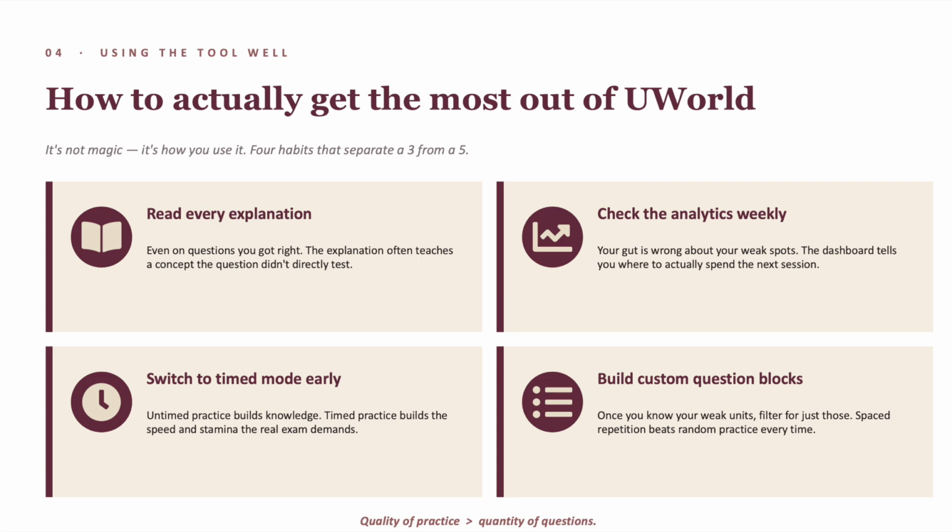To summarize, how can UWorld actually help you? One, read every explanation properly so that you know not only why you got a particular answer choice right, but why you didn't get a few other answer choices as well. Two, check your analytics every week to understand what's working and what's not. Three, use the timed mode more often so that you can practice in a timed manner and you know what the real demands of the exam look like.